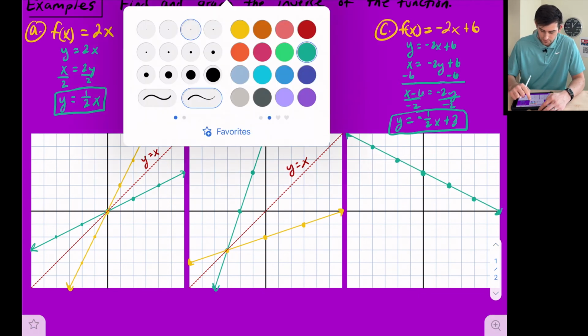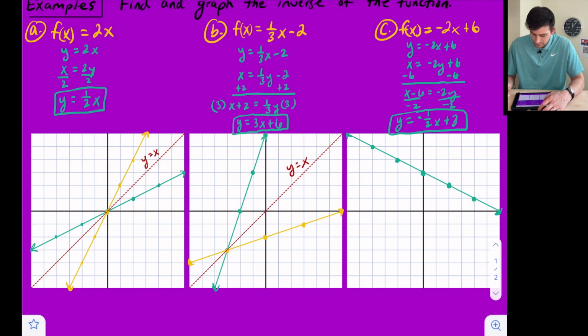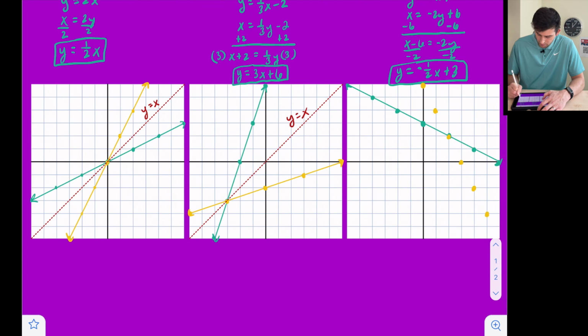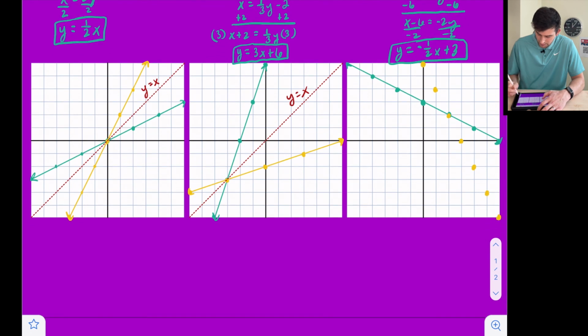Now let's switch over to our gold. All right, and we have f of x equals negative 2x plus 6. So we put our y-intercept at 6, and our slope is negative 2. So let's go down 2 and right 1. Down 2, right 1, down 2, right 1. A couple more here. And there we go.